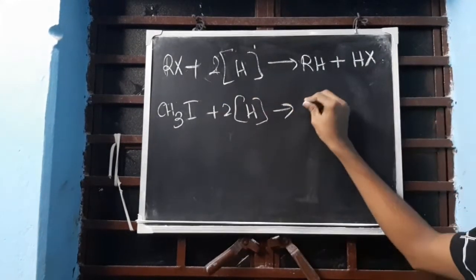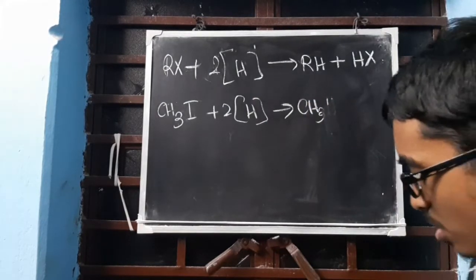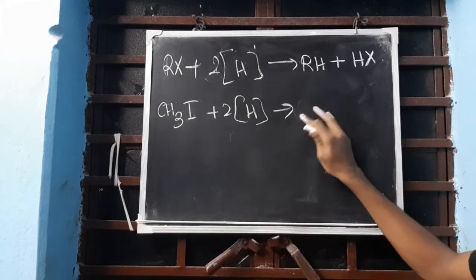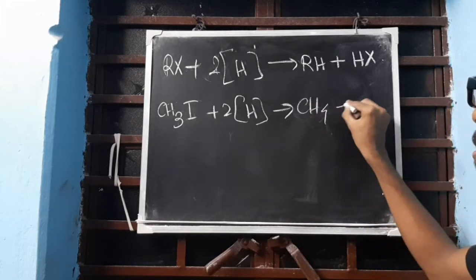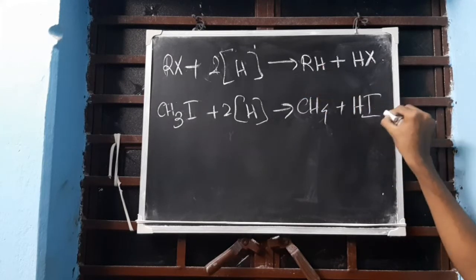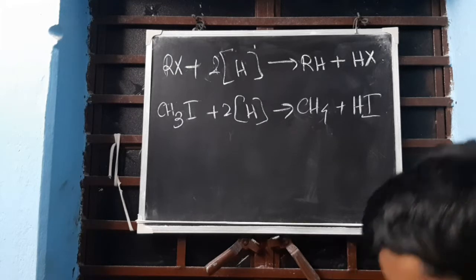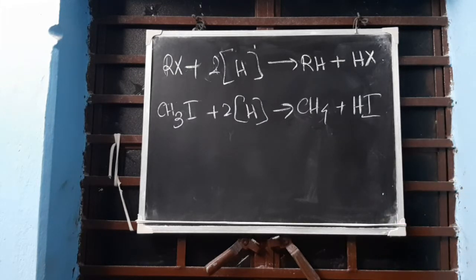So CH3H. Again very awkward looking, right? So instead of CH3H we will put CH4. CH4 plus what is H? H is H. What is X? I. So HI. Clear? This was the required product. Right or wrong? This was the required product last time. So see, you have got the answer.